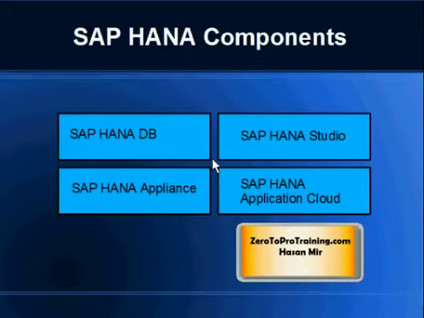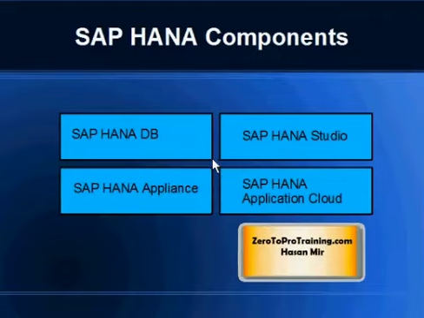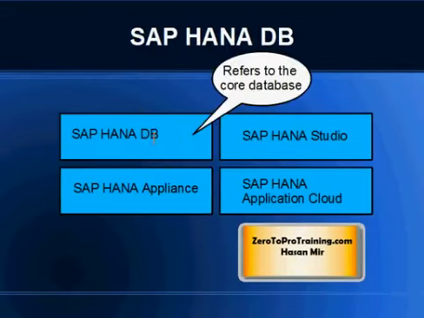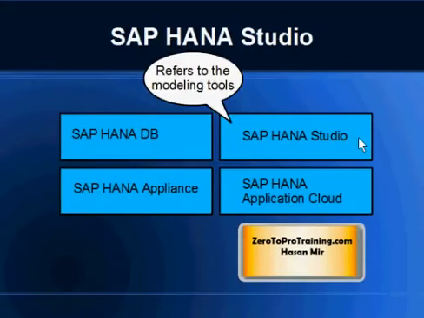So when we talk about SAP HANA, we are talking about the components of SAP HANA that you can see on the screen. So the SAP AG offers these pieces of software under the umbrella of SAP HANA. So the main component is the database itself. It's an in-memory database. It's called SAP HANA DB. Then we have SAP HANA Studio component, which refers to the modeling tools offered by SAP to model the data for SAP HANA DB.